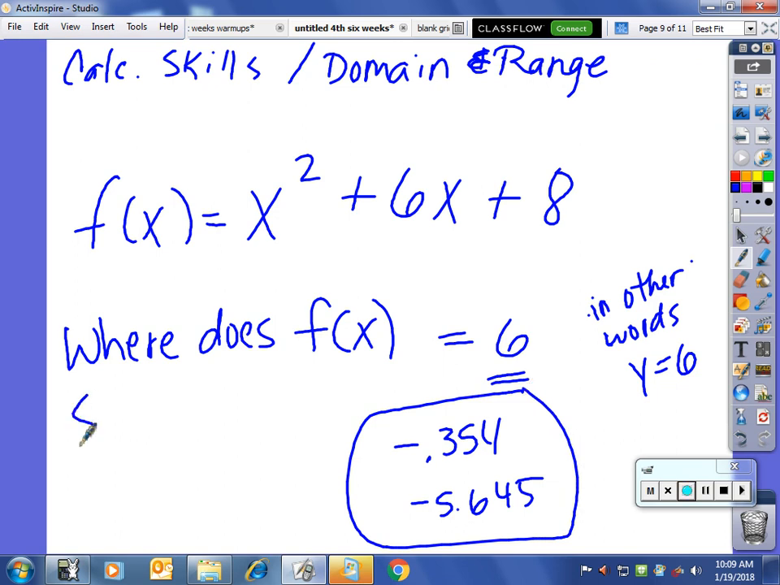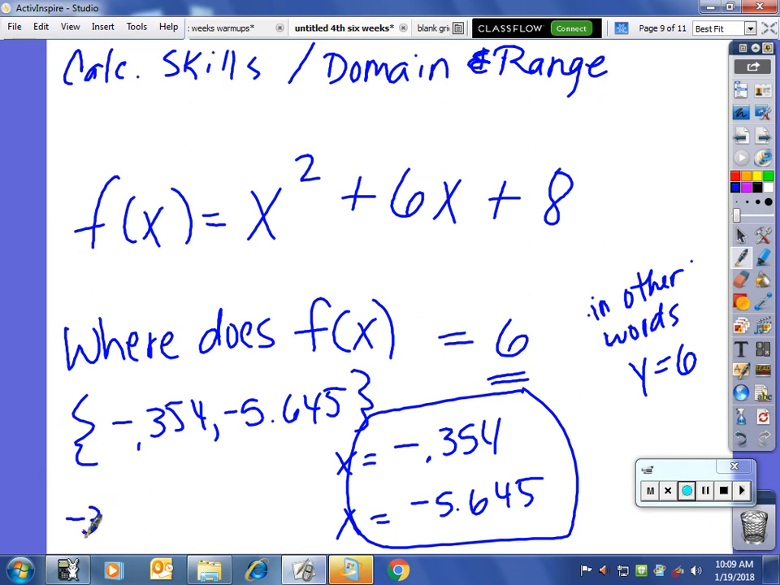Okay, you could write it in set notation, negative 0.354, comma, negative 5.645. You could write it as 2 separate x values, x equals this and x equals this. And if it was written as points, it would be negative 0.354, comma what? 6. We're not finding the zeros, we're finding the 6's. The other point would be negative 5.645, comma 6. But the biggest thing here is I want you to know when you're given an x value versus when you're given a y value. They're solved 2 completely different ways.